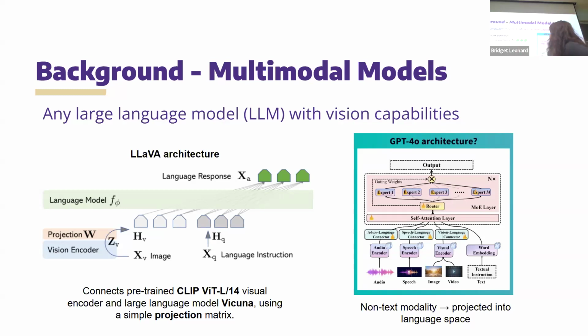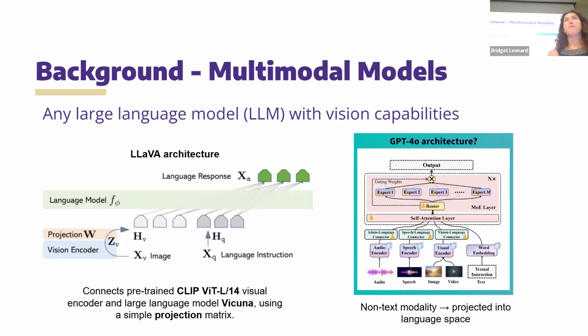Right here, I have two examples of what we define as a multimodal model. We're loosely defining them as any large language model with vision capabilities. One really popular version of that is GPT-4 and all the different versions of that. And there are also smaller open source models like LLaVA. All these models are pretty similar to each other in architecture.